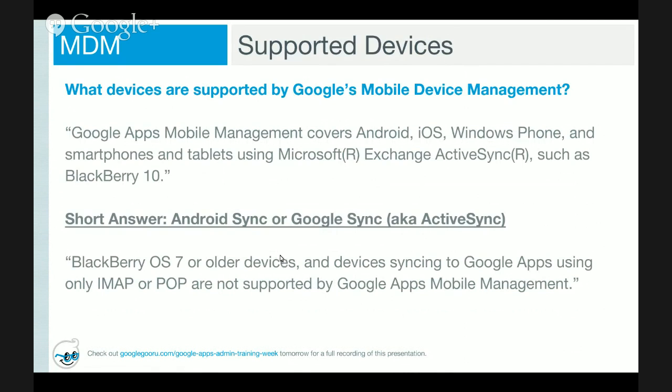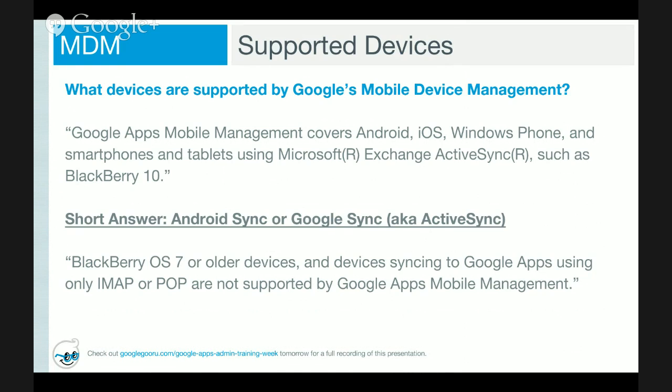So we have this great thing that we're talking about, Google Apps mobile device management. What do they support? What devices can I use with it? What can I connect? Can I bring anything that I want? BYOD. Well, the official statement from Google is that they cover Android, iOS, Windows Phone, smartphones, tablets, using Microsoft Exchange ActiveSync, such as BlackBerry 10. And you say that to a room full of people and they go, what does that mean? The short answer is it means you can use anything that's a current Android or anything that supports talking to Exchange, uses ActiveSync.